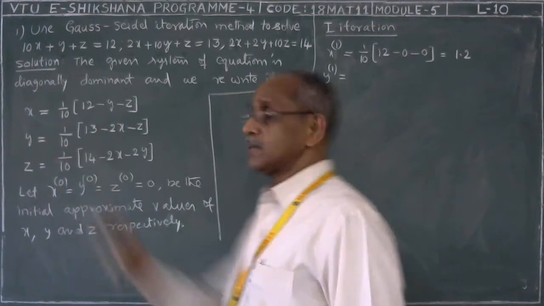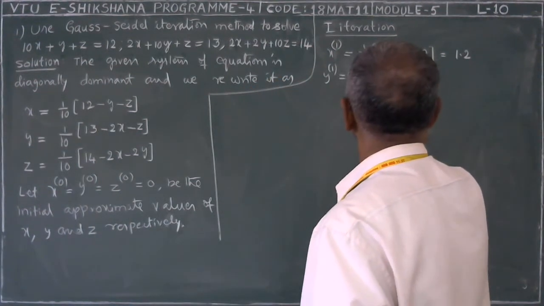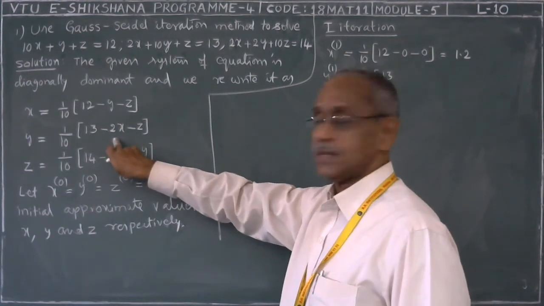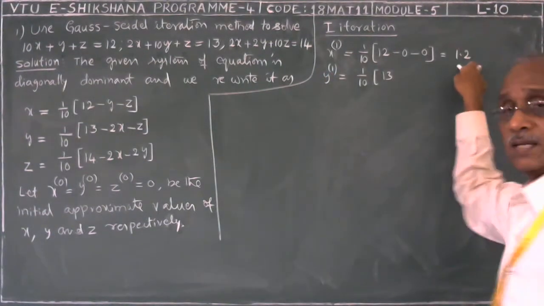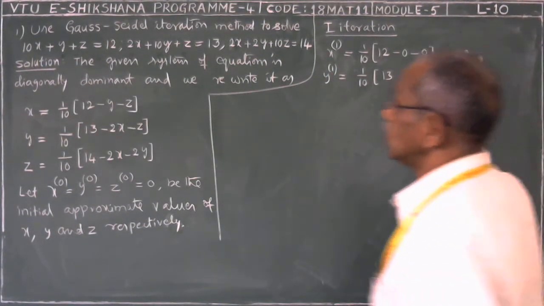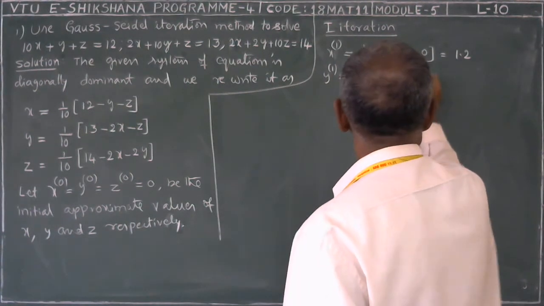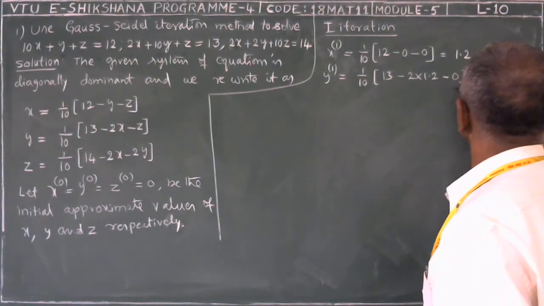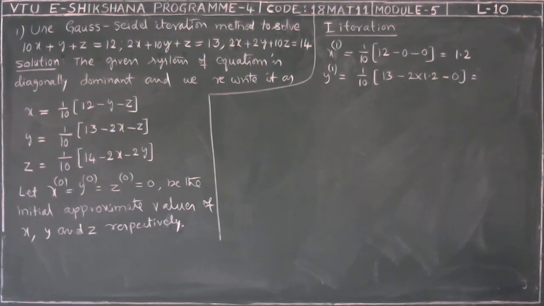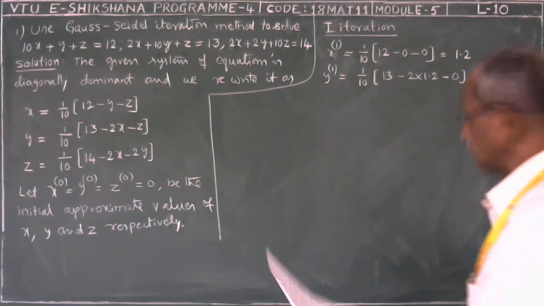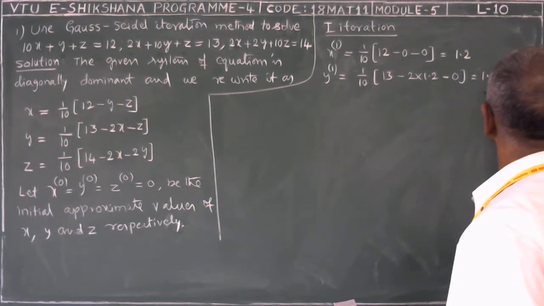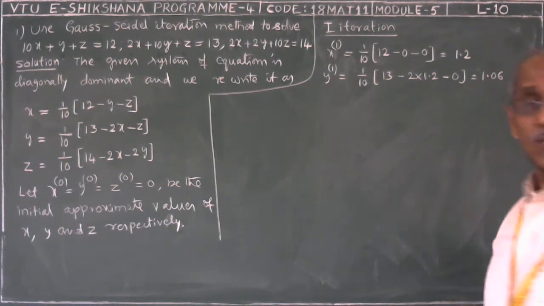y, is 1 by 10 into 13 minus 2x. We should not use 0, we have to use the newly obtained value for x. So minus 2 into 1.2 minus z, z is 0. So 1 by 10 times 13 minus 2 into 1.2, if you calculate carefully, you get 1.06.